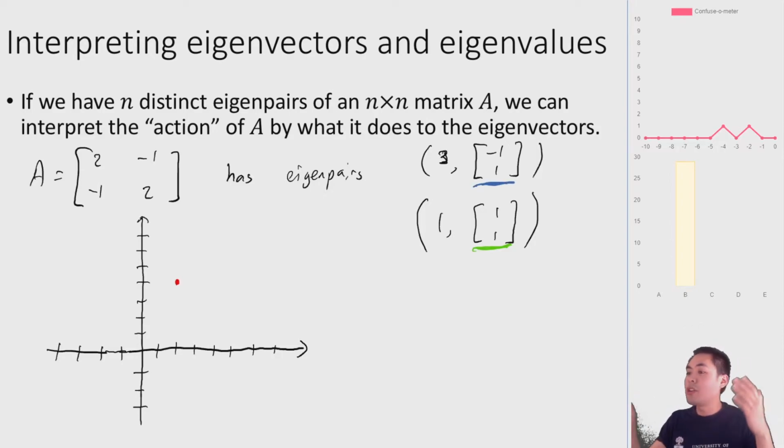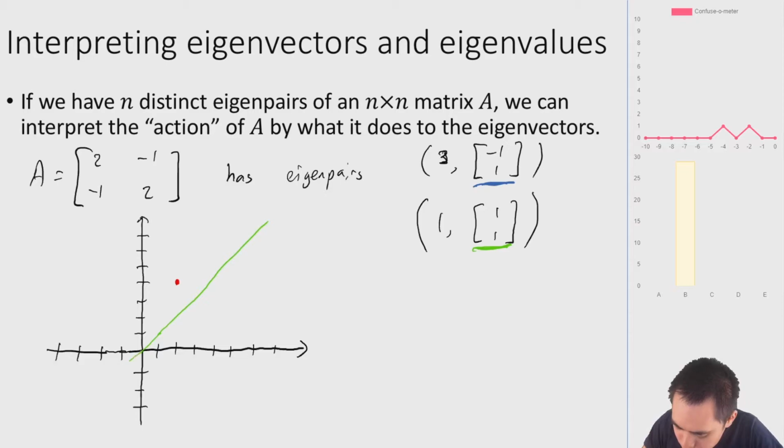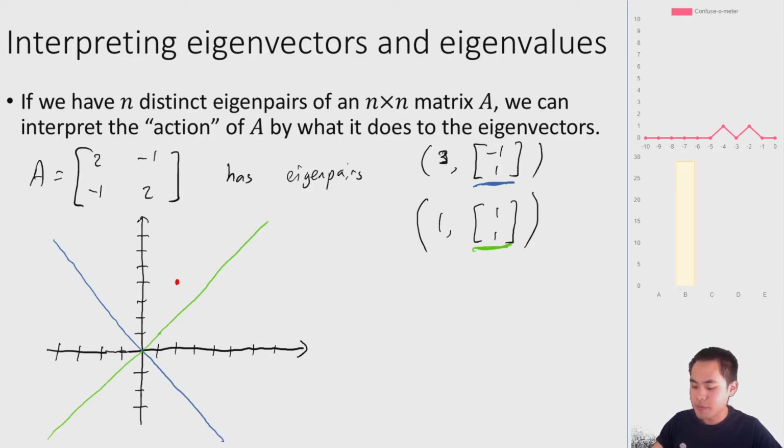So I can draw an alternate set of axes corresponding to these two eigenvectors. Okay, so I'm drawing a new set of axes, and one of the things that's nice is that along these axes, I can also specify points.